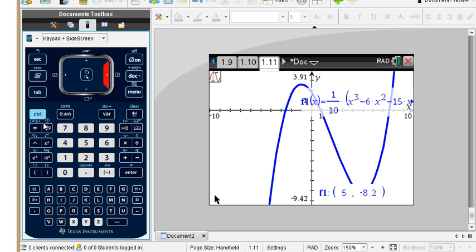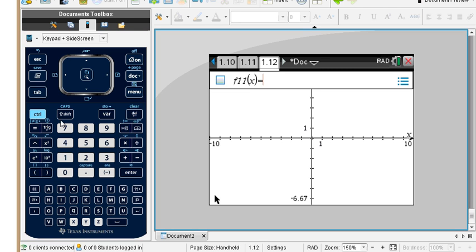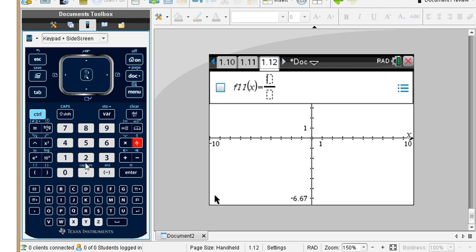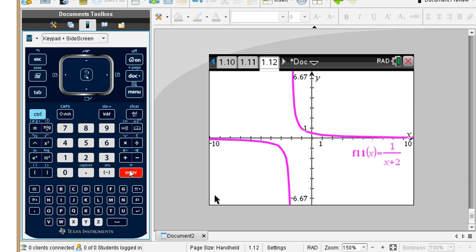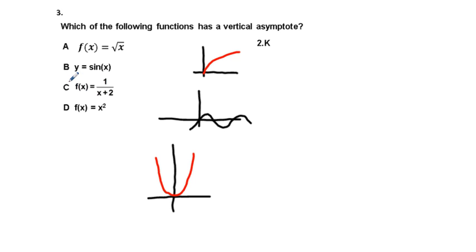Do that. Go to Control I, add graph, 1 over x plus 2. There we have a vertical asymptote at x equals -2. So our answer choice for this is C.